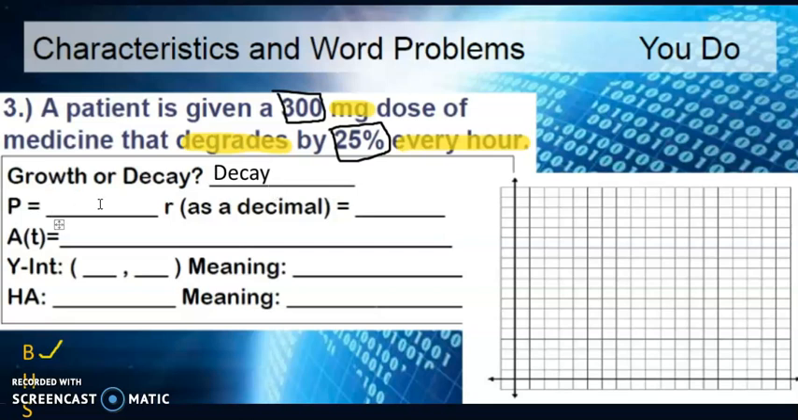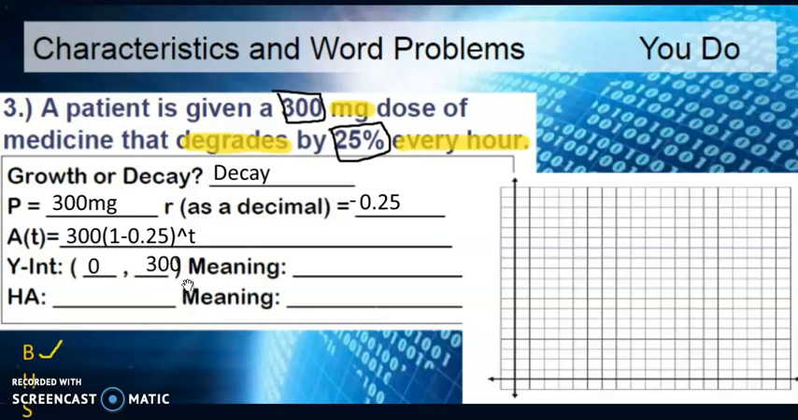P is for the principal amount. That's 300 milligrams. R as a decimal, we have 25%. Remember to change it to a decimal. We move that decimal place over to the left 2 times. Let's go ahead and write our equation. We have A of t equals our principal amount, 300, parentheses, 1 minus 0.25 since it's a decay, caret to the t power. Our y-intercept would be when time is 0 at the initial time that this is being measured, when the patient is first given the dose.